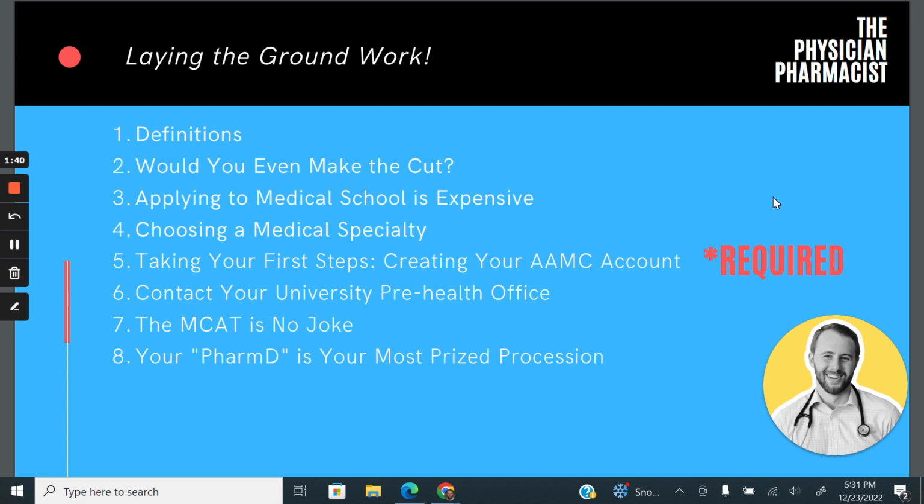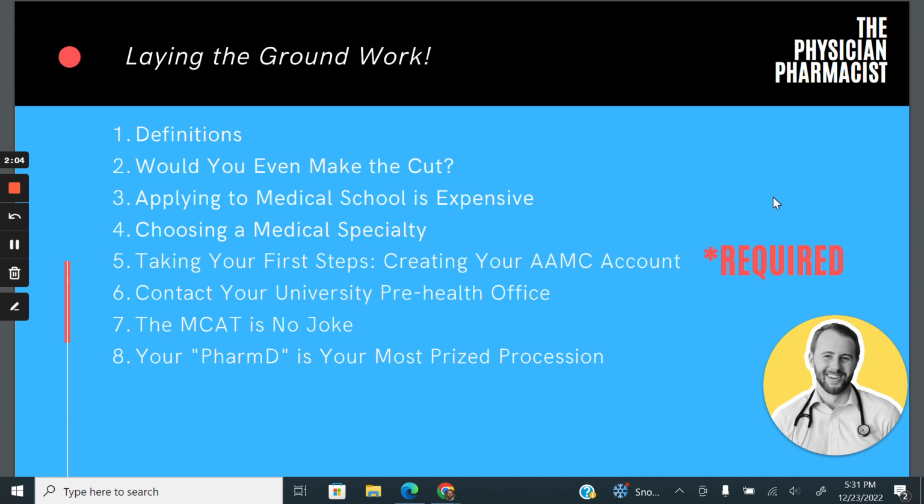We're also going to cover the first steps of starting this whole process, and that requires creating an AAMC account, and we'll talk through that. I recommend you contact your university pre-health office to help establish some connection with the professionals at your university. If you're a graduate pharmacist, that might not be an option, so you can disregard that there.